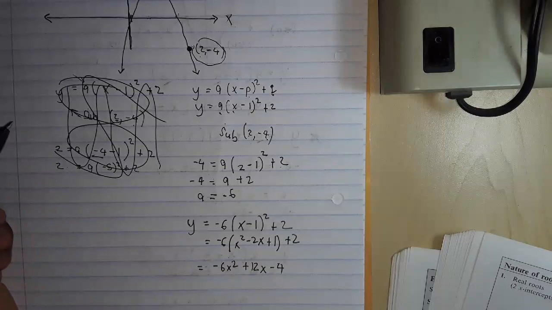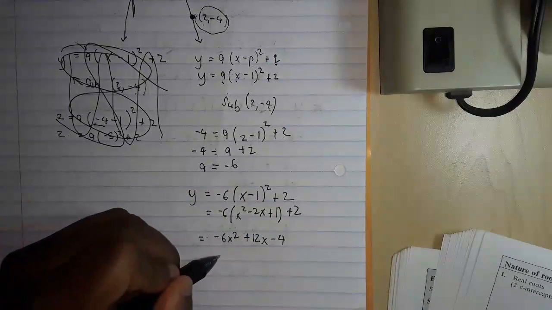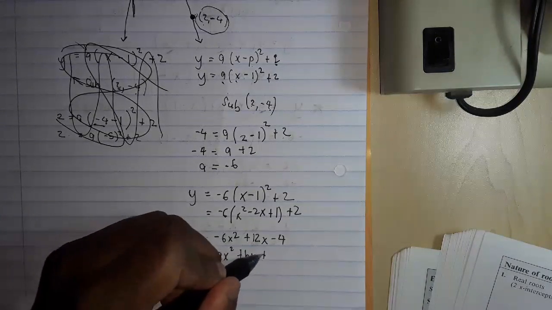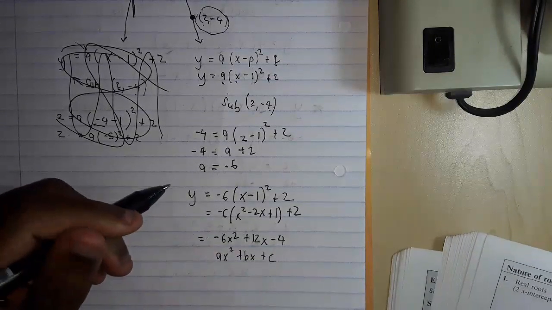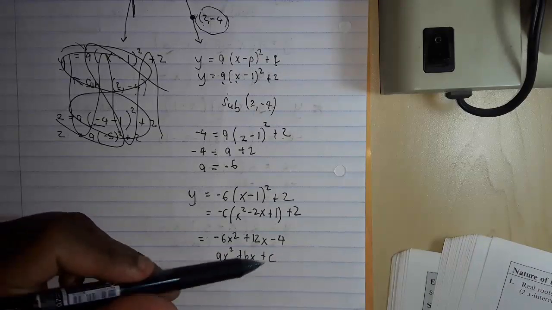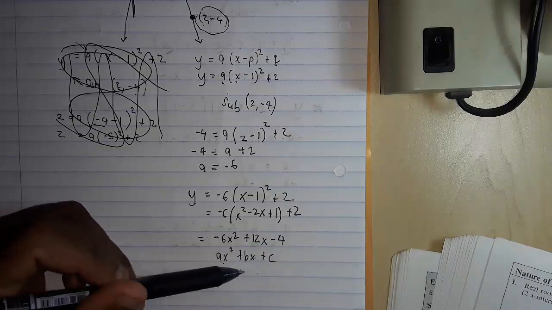I just want you to remember that after solving whatever values we need to solve, we need to write the equation as ax squared plus bx plus c, unless they specifically tell you that you can stop here. But it's rather useful at times to write it in this way in case further on you need this for any calculations.